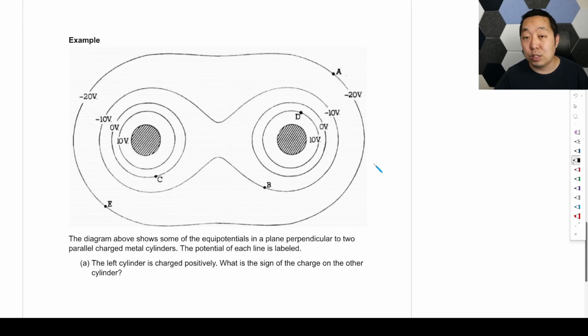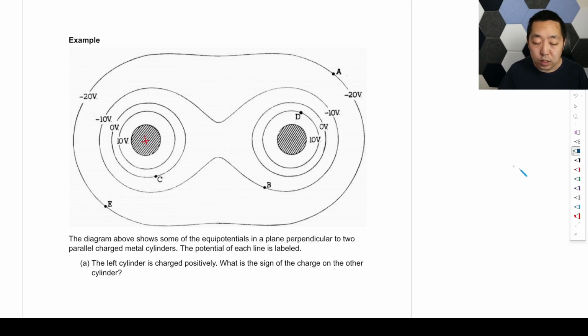So let's do some example problems of where you would see this happen. The diagram shows some equipotentials in a plane perpendicular to two parallel charged metal cylinders. The potential of each line is labeled. The left cylinder is charged positively, so we know that this is positively charged. What is the sign of the other charge?